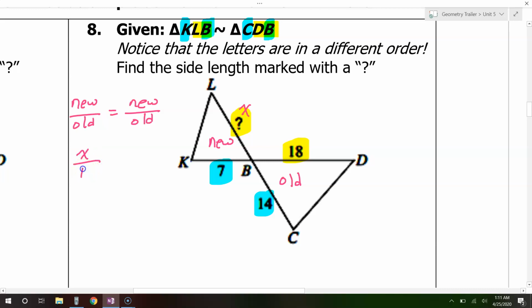Looking at the yellows and putting an X instead of a question mark, new over old will be X over 18. Looking at the blues, new over old will be 7 over 14. 7 over 14 reduces down to 1/2. So I recommend always reducing whenever you can.